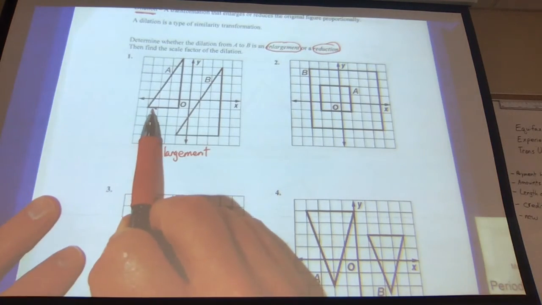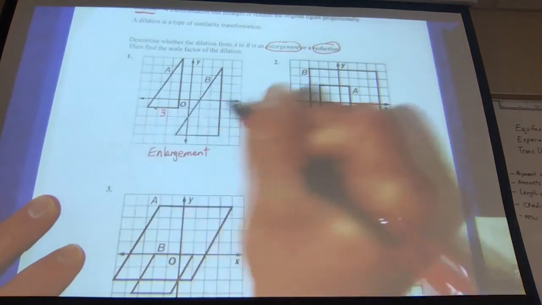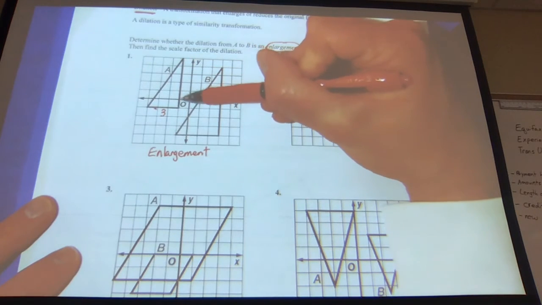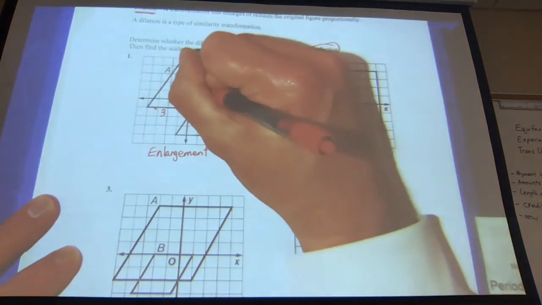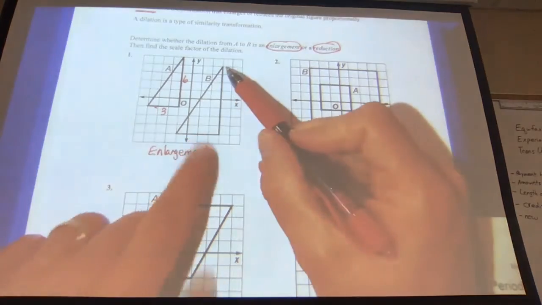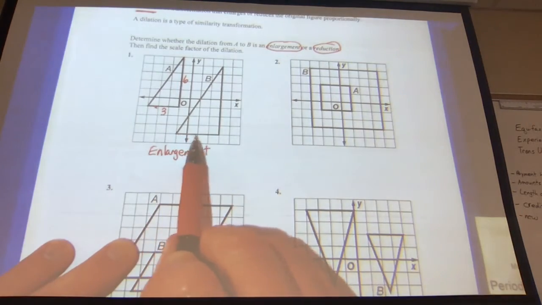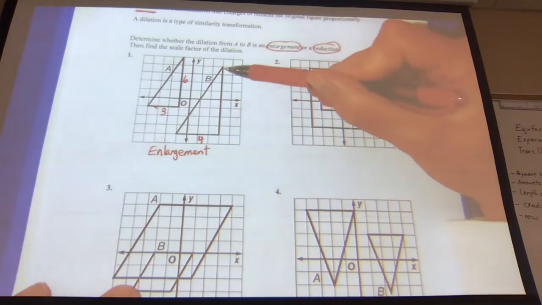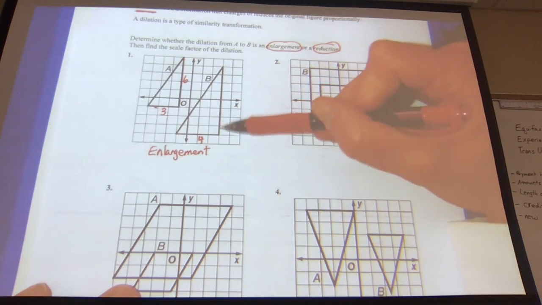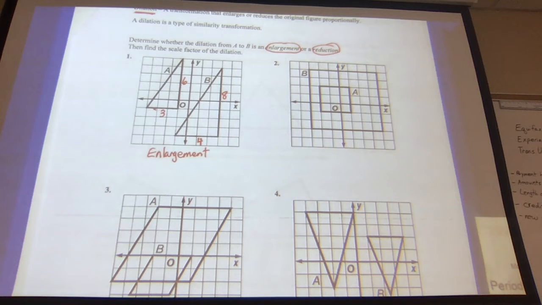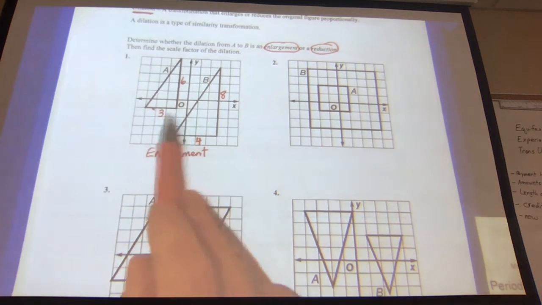So this bottom side, if I count the boxes, that would be 3. And if I count the boxes on this side, that'd be 1, 2, 3, 4, 5, 6. Does that look right? 2, 4, 6, yep. And I can do the same thing on the bigger triangle. The bottom of the bigger triangle is 4 boxes long. Right-hand side is 2, 4, 6, 8 boxes. So if it's horizontal or vertical, I can just count boxes.